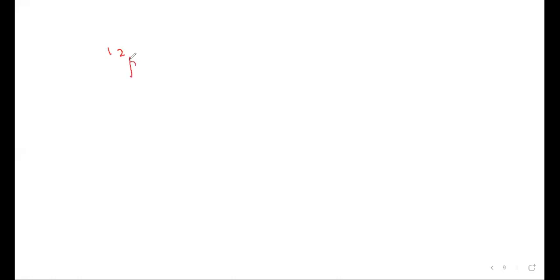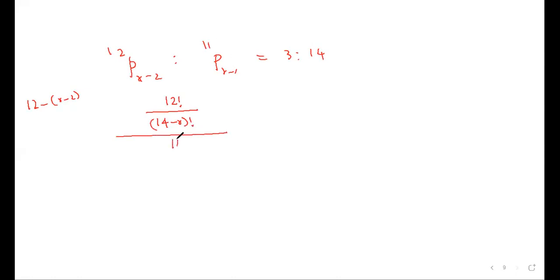12P(r minus 2) divided by 11P(r minus 1) equals 3 is to 14. This I don't think you should have a problem with. So tell me, 12 factorial divided by the difference. What is the difference of 12 minus (r minus 2)? 12 minus r plus 2, 14 minus r. So (14 minus r) factorial, divided by 11 factorial over (11 minus (r minus 1)), that is (12 minus r) factorial.